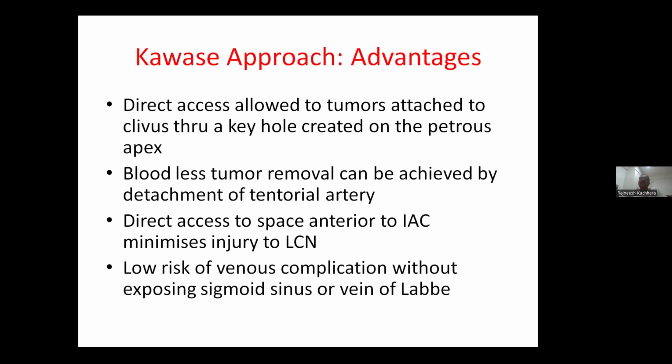It provides direct access to the space anterior to the IAC so that it can minimize the injury to the lower cranial nerves. Also, as we have discussed earlier, there is a low risk of venous complication because you are not going to expose the sigmoid sinus here or the vein of Labbe as you do in the presigmoid approach or the retrolabyrinthine approach or a complete petrosectomy. So venous complications are minimized by using this approach. So in short, I think I have explained briefly about the Kawase approach.